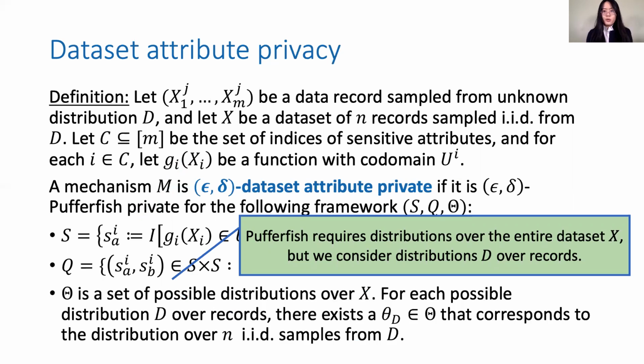And Theta is a set of possible distributions. The Pufferfish framework considers distributions over the entire dataset X, but we consider distributions over records. We resolve this by defining Theta to be the collection of distributions over datasets induced by the allowable IID distributions over records.